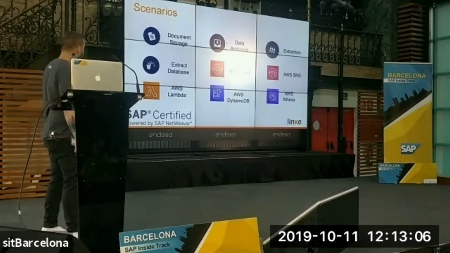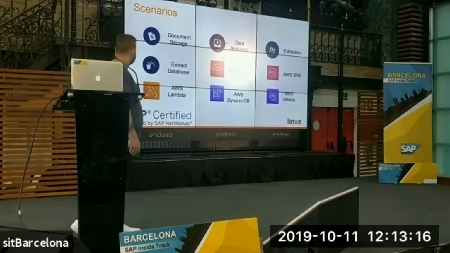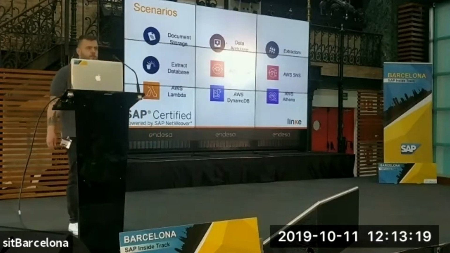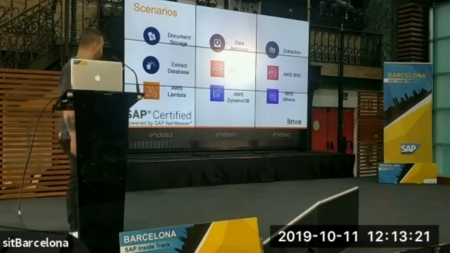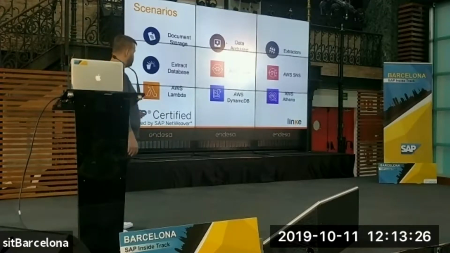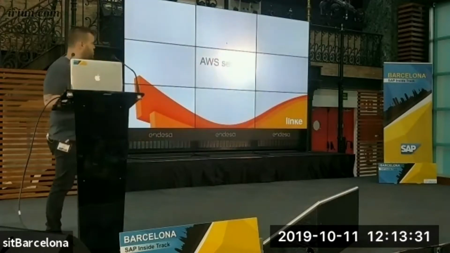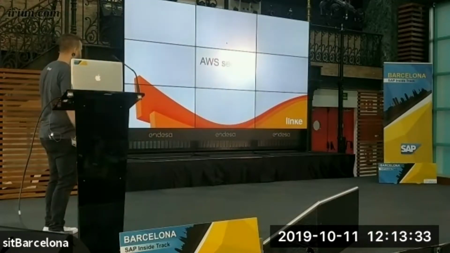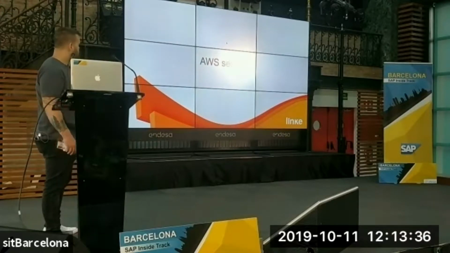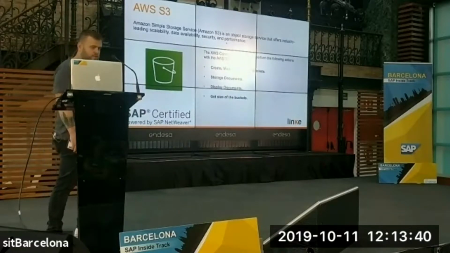There are different scenarios in this product: document storage, data archiving, extractor, extract database. These scenarios relate to AWS S3, and the other scenarios are SQS, SNS, Lambda, Dynamo, and Athena. Now I will speak about each AWS service. The first service is AWS S3.